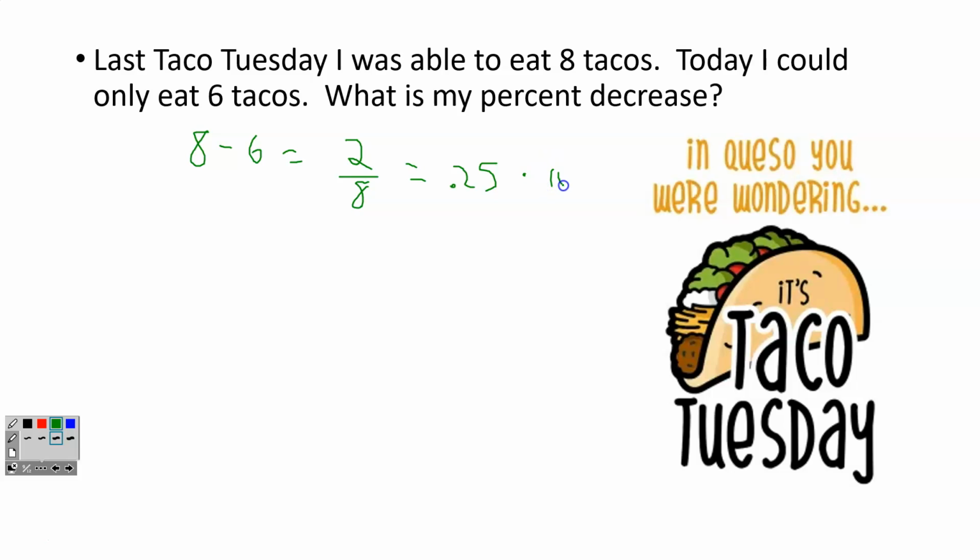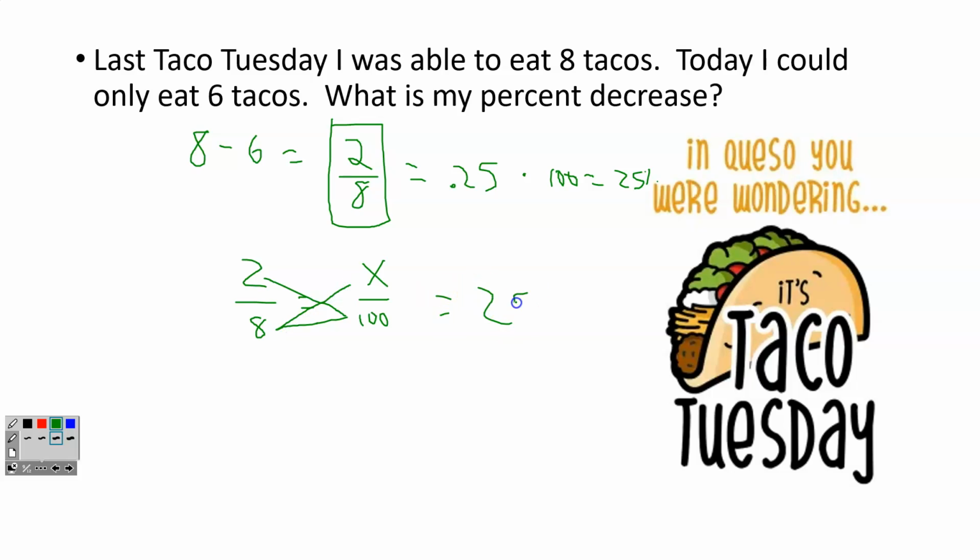Now a student asked me yesterday, is there a different way that you could do it? And the answer is yes, a little bit. So once I get to this point right here, I could set it up as 2 over 8 equals my percent, which is x, over 100. And I could solve it just like what we've been practicing. 2 times 100 is 200. 200 divided by 8 is going to give me an answer of 25. Just remember that you put that percent sign because we're dealing with percent.